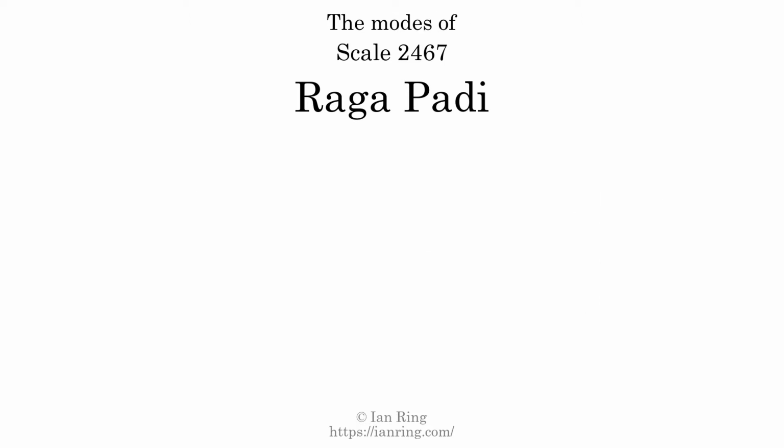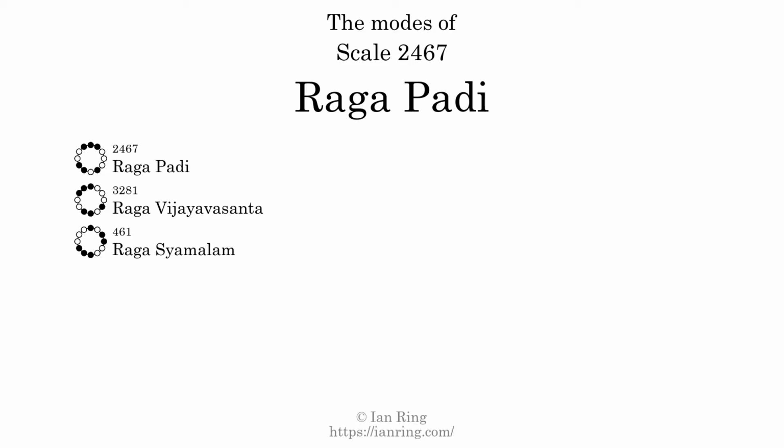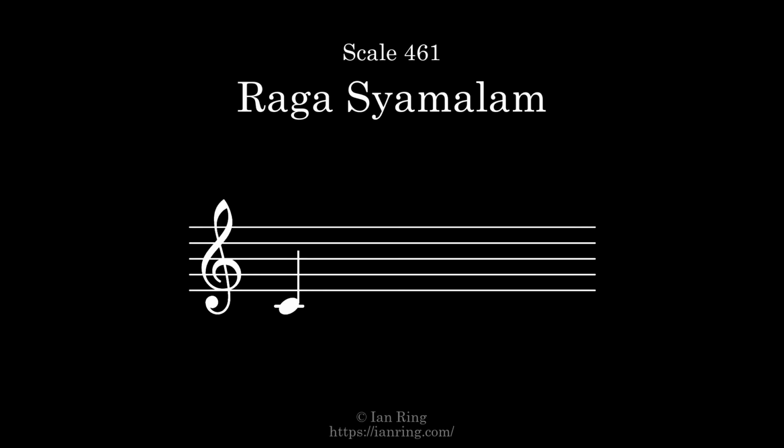This scale has 6 modes. The first mode is itself. The second mode is scale 3281, also known as Raga Vijayavasanta. It sounds like this. The third mode is scale 461, also known as Raga Syamalam. It sounds like this.